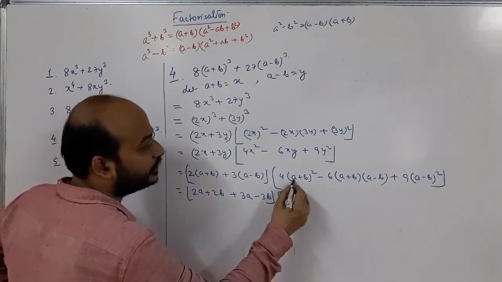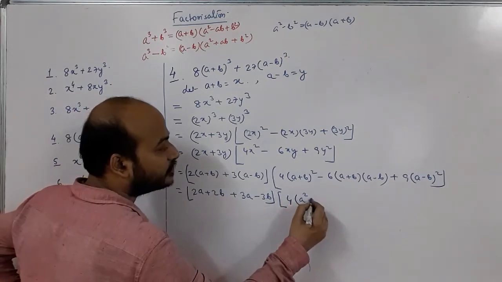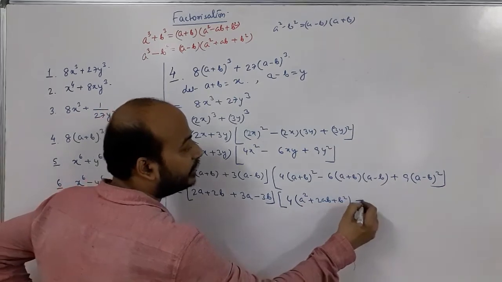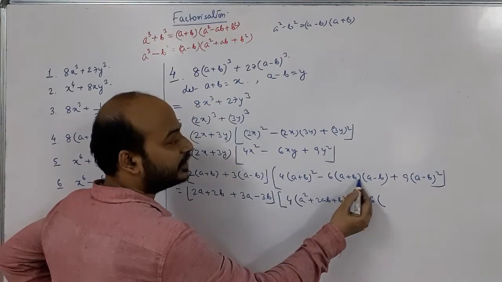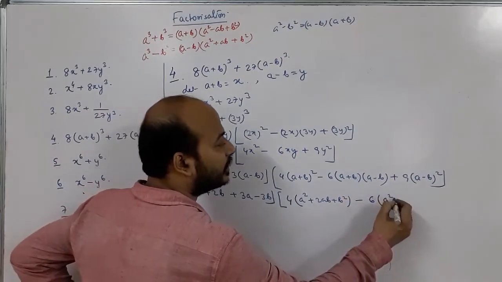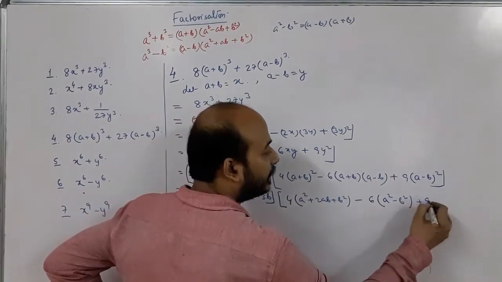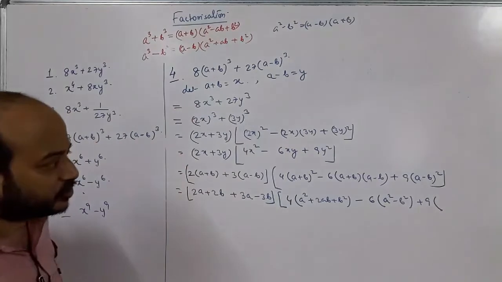Now first what I will do? I will break this one using the a plus b whole square formula. What I get? A square plus 2ab plus b square minus, now this is 6, and you know a plus b and a minus b means a square minus b square, and again 9, again we will write here a minus b whole square. Okay, a minus b whole square formula.